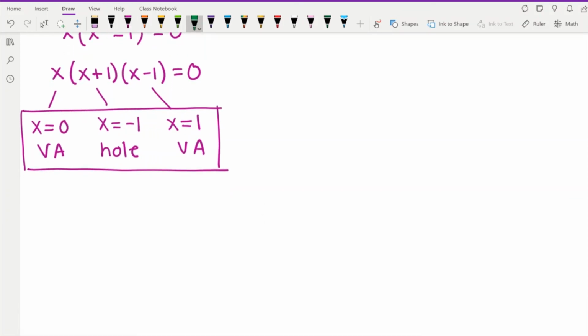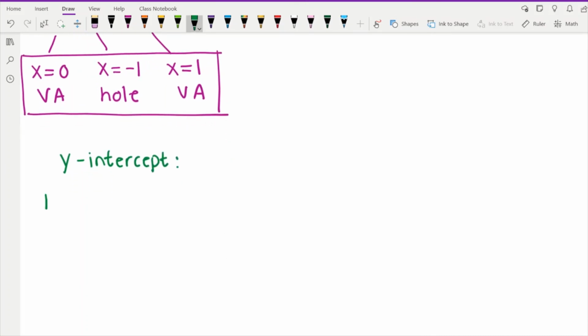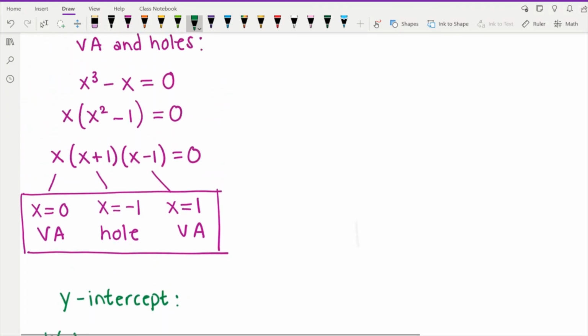Okay, so next up is the Y-intercept. So how do we go about finding the Y-intercept? We just plug in 0 for x, although we'll see that there is something a little bit different that happens in this one. So what happens when we plug in 0?